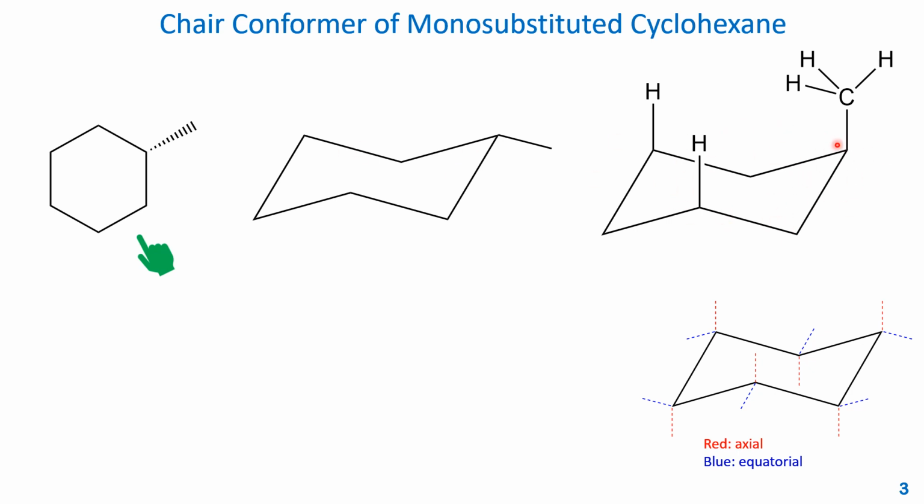Because if you draw the methyl as axial, then it will have steric interaction with this hydrogen and this hydrogen. Since these are all in 1,3 positions, it's called a 1,3-diaxial interaction. That is basically steric repulsion, which will cause more ring strain, so that makes this conformation less stable. That's why, if you want to draw the most stable conformation, the only substituent must be equatorial, not axial.